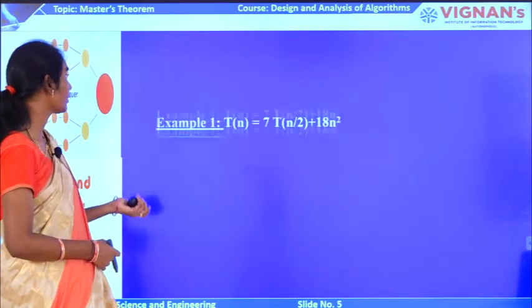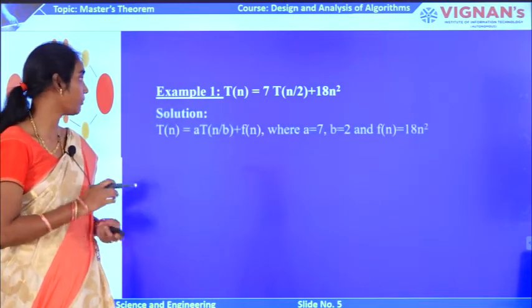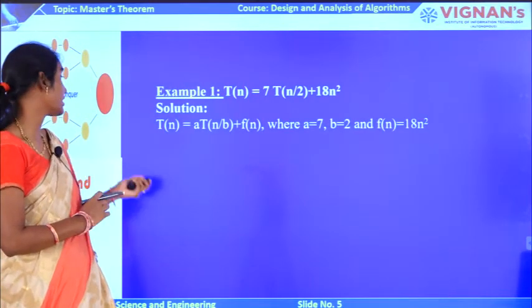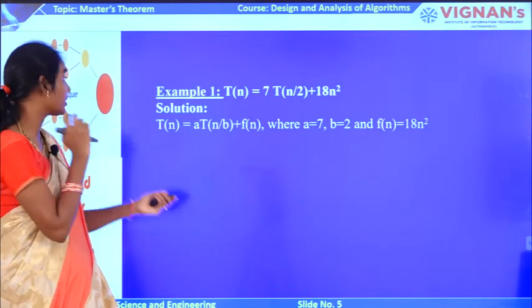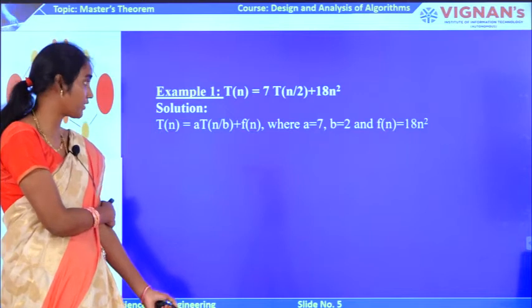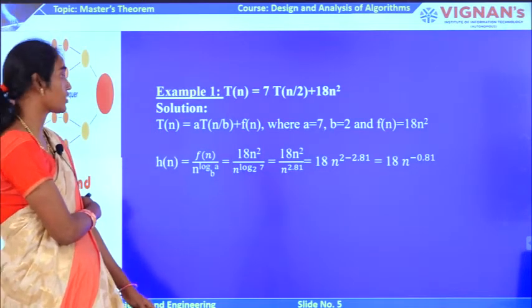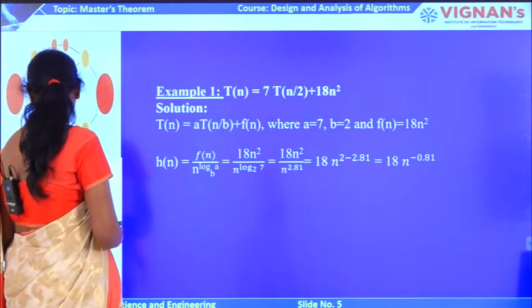Now, let's see one of the examples, which is T(n) = 7T(n/2) + 18n². Here, if I am comparing with the equation aT(n/b) + f(n), I will have a value as 7, b value as 2 and f(n) value as 18n². Now first of all I have to find this h(n).